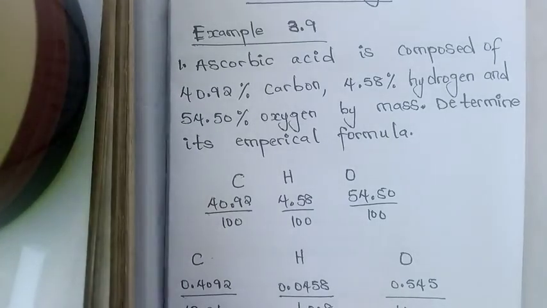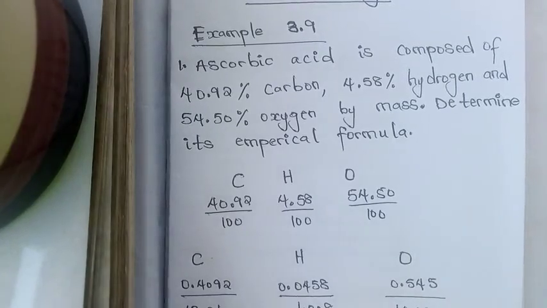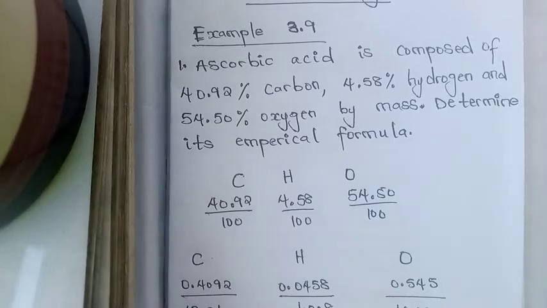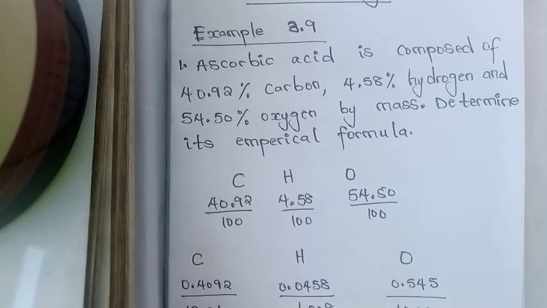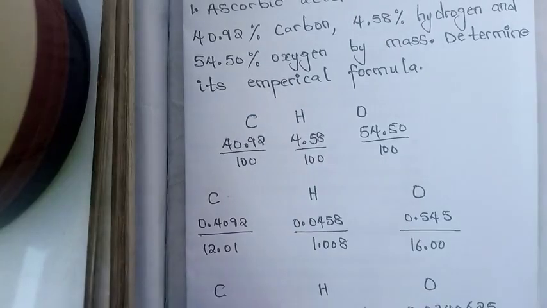So we solve the first question on stoichiometry, specifically on the empirical formula. The question reads: ascorbic acid is composed of 40.92% carbon, 4.58% hydrogen, and 54.50% oxygen by mass. Determine its empirical formula.